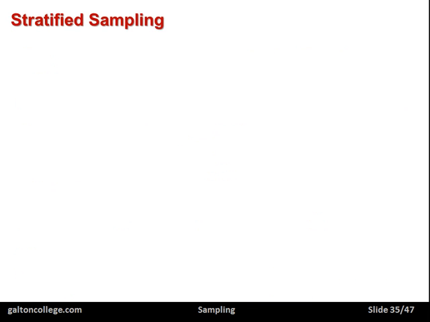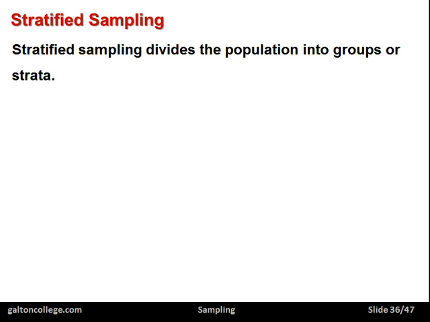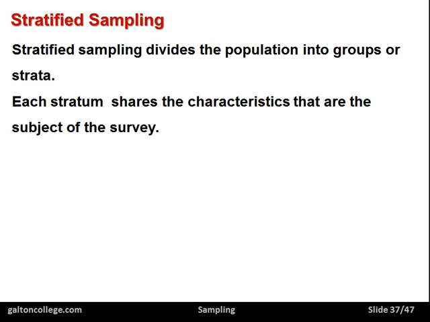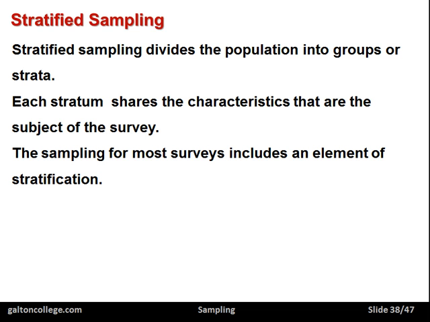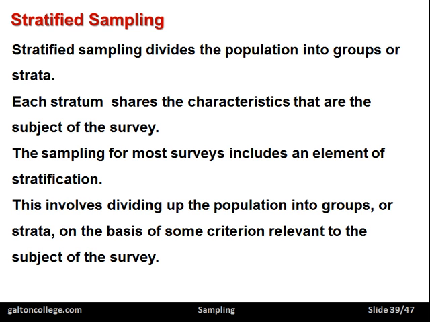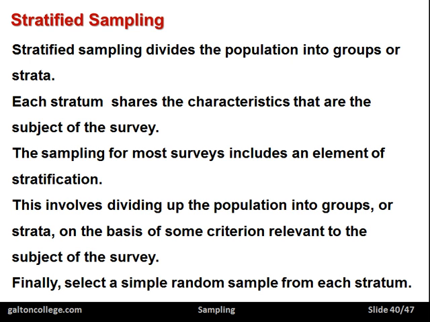Now we've got stratified sampling, slightly different. This divides the population into groups or into strata. Each stratum shares the characteristics that are the subject of the survey. The sampling for most surveys has got some degree of stratification. This involves dividing up the population into groups or strata on the basis of some criterion relevant to the subject of the survey. A random sample from each stratum is then selected.